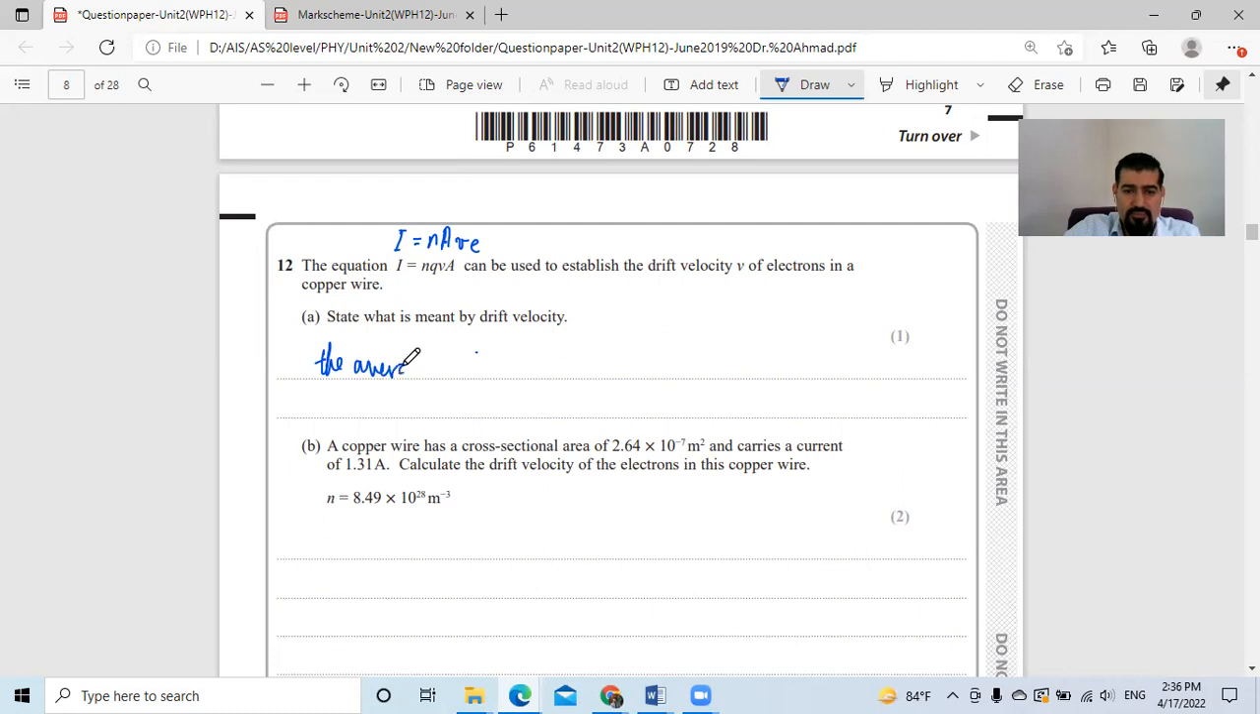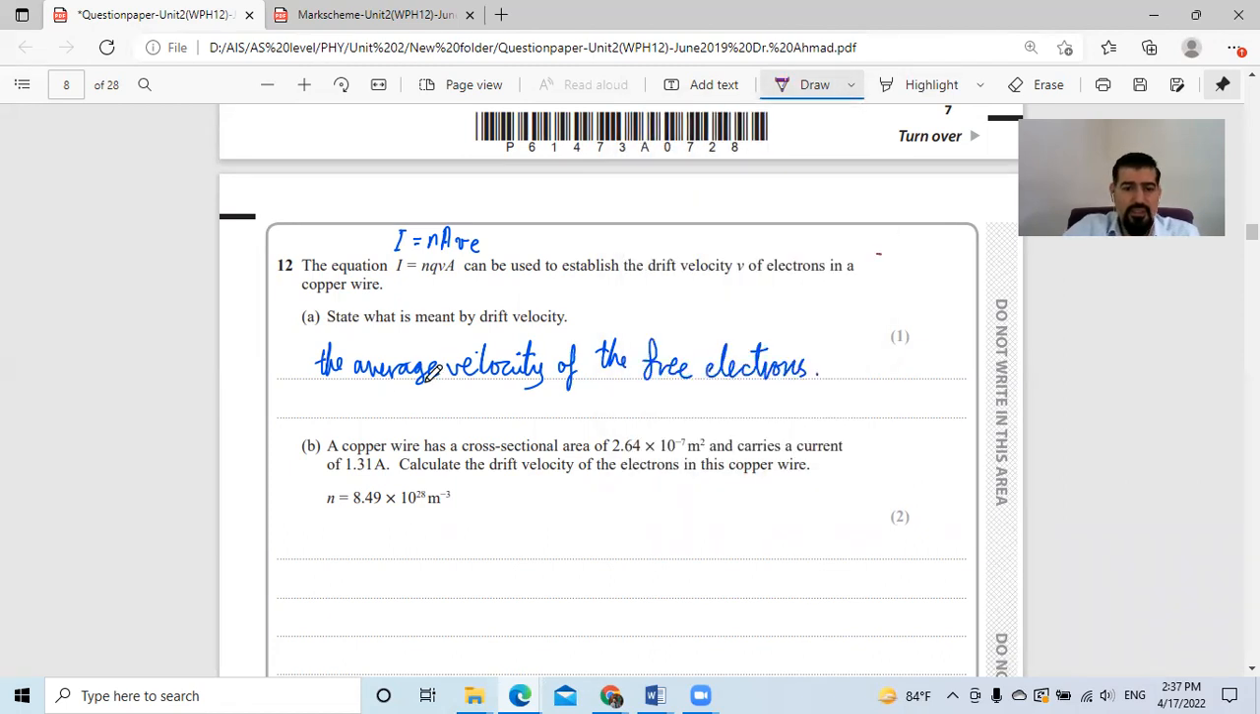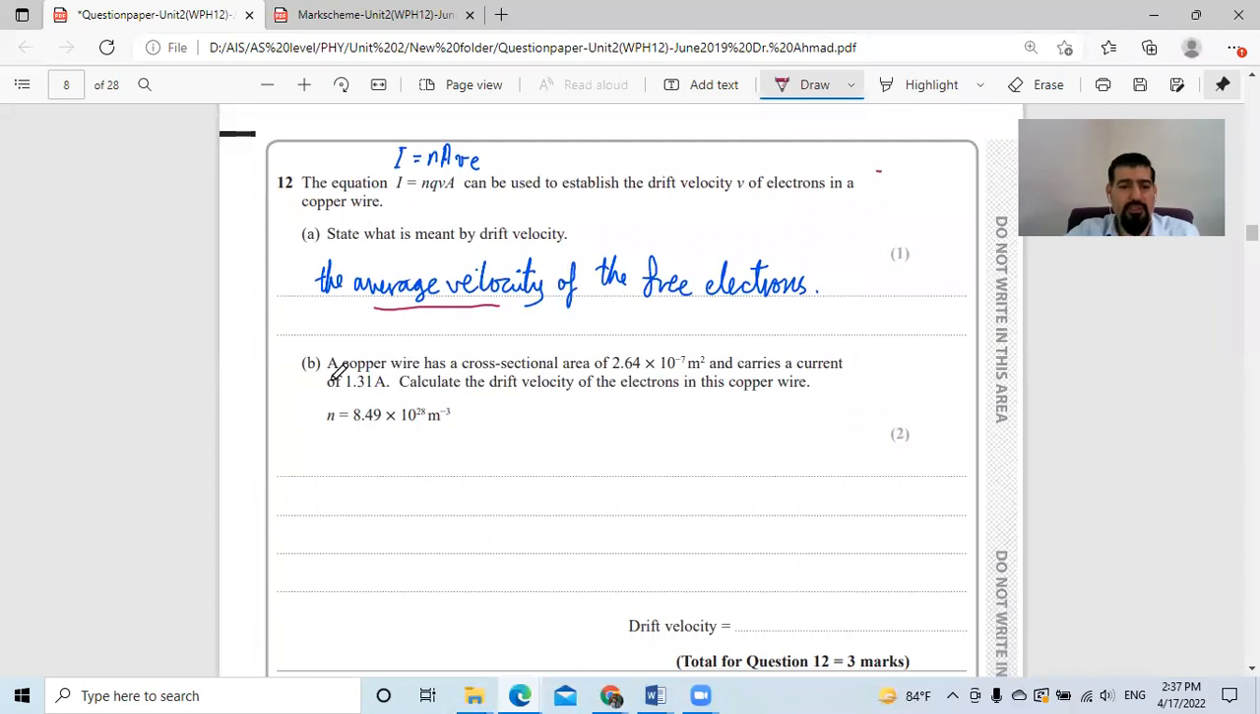Average velocity of the free electrons, or electron conductor, they call it sometimes, because it's the free electrons that conduct the electricity. So it's the average velocity of the free electrons. Yes, thank you, Ammar and Hamza. That's part A, an easy mark.